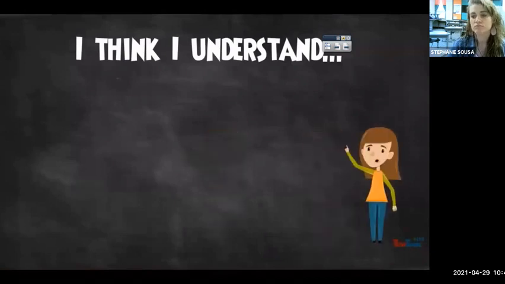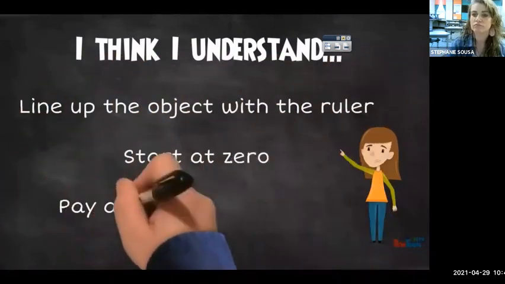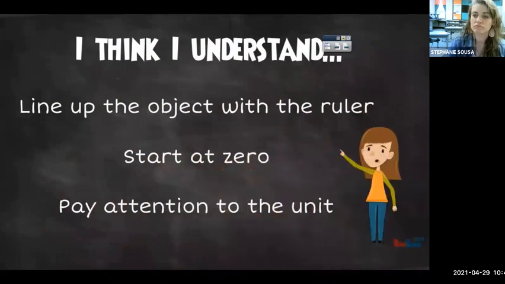Oh, I think I understand. So I have to make sure I line up the object with the ruler. I have to start right at 0, and I have to pay attention to the unit to make sure that I'm using inches and not centimeters.